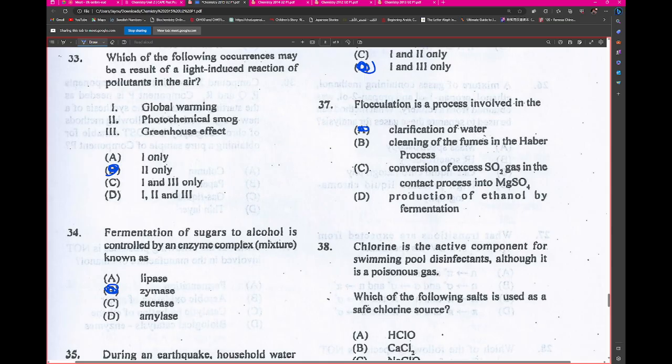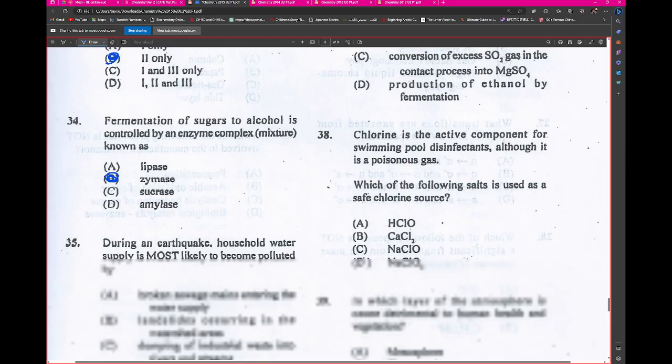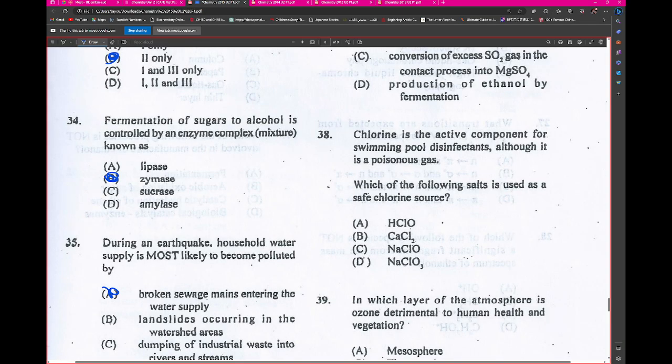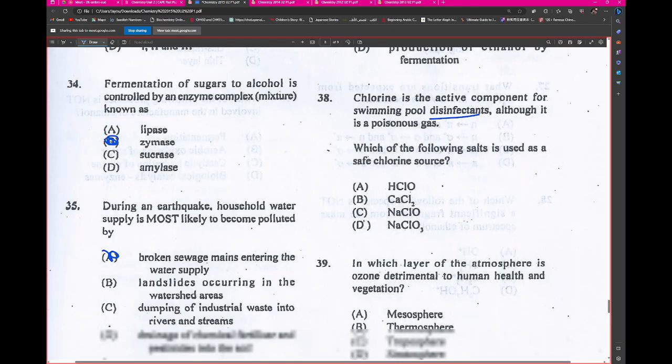Because we have charge neutralization, then we add the flocculant into the flocculation chamber, and then we get microflocs, right? And then it actually creates sediments on the bottom. So it precipitates impurities to the bottom. So chlorine is an active component for swimming pool disinfectants, although it is a poisonous gas. Which of the following salts is used as a safe chlorine source? C. Alright. We can get chlorine from that.